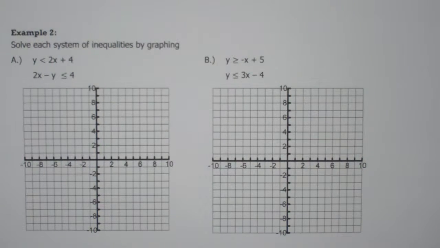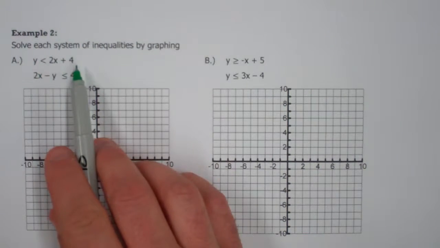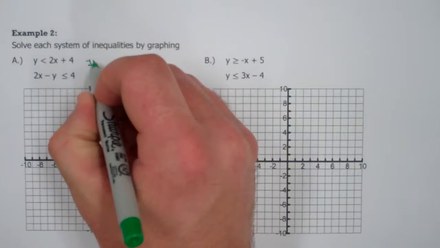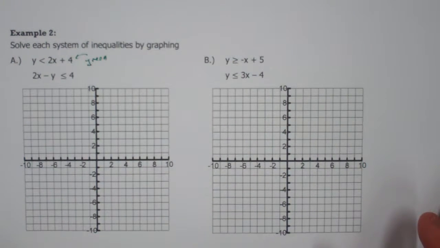In example 2, we have a few graphs to solve, and we're going to solve each system of these inequalities by graphing. For A, what we can do right away is graph the first one. It's already in slope-intercept form, and I'm going to do this one in green, and I'll do the next one in red, and then I'll do the solution here in purple.